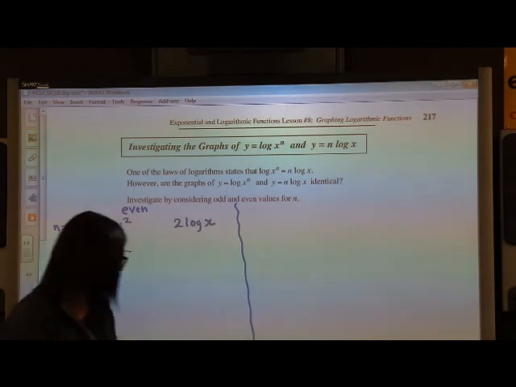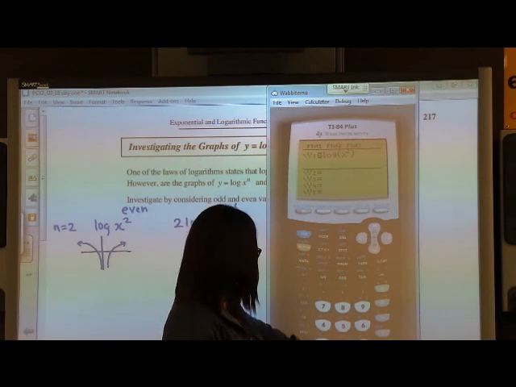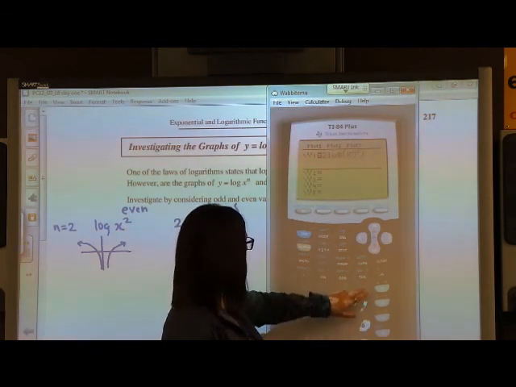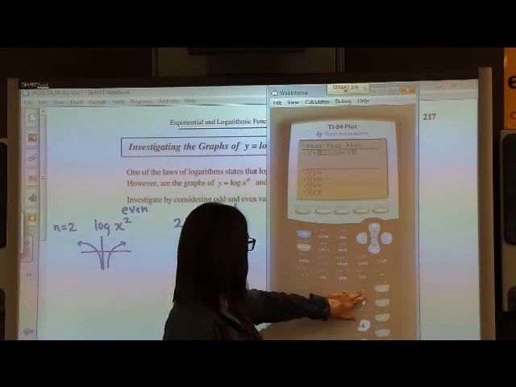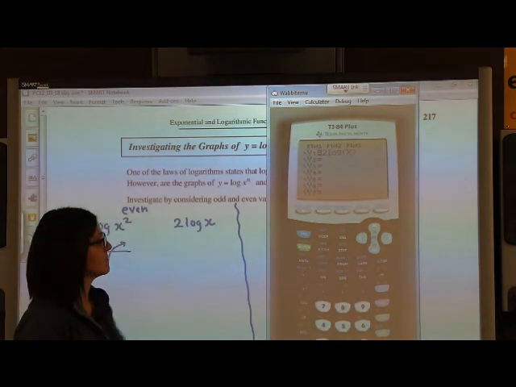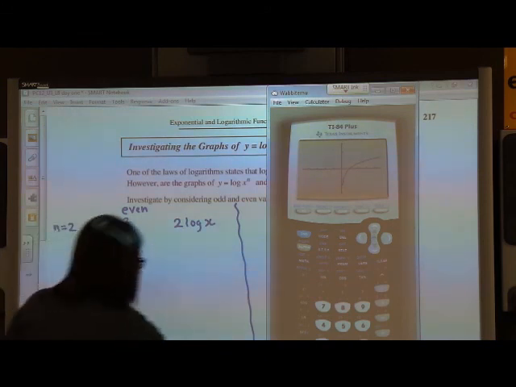And then if I look at what is log 2x, or sorry, 2 log x. What do you notice about that graph? What can you tell me about that graph? It just has the one side. It just has the right-hand side, okay?